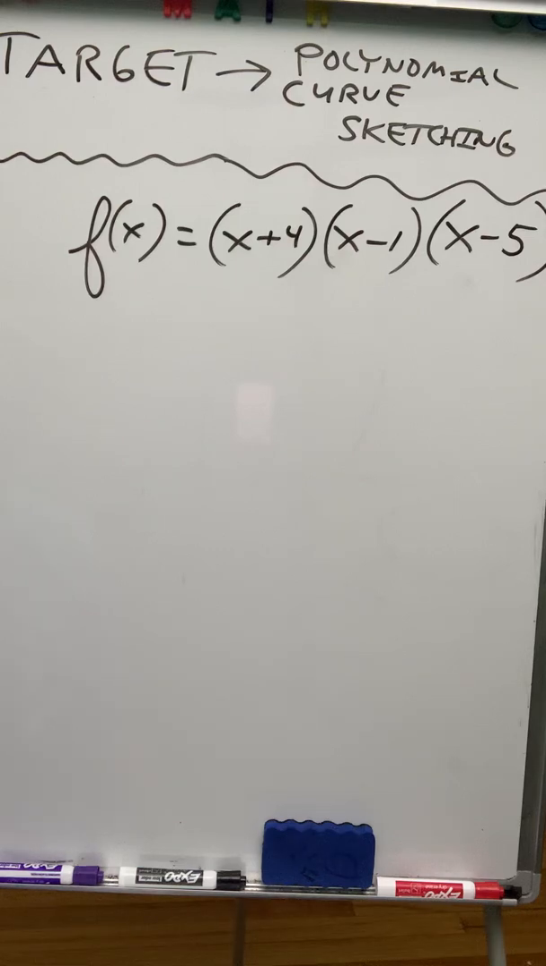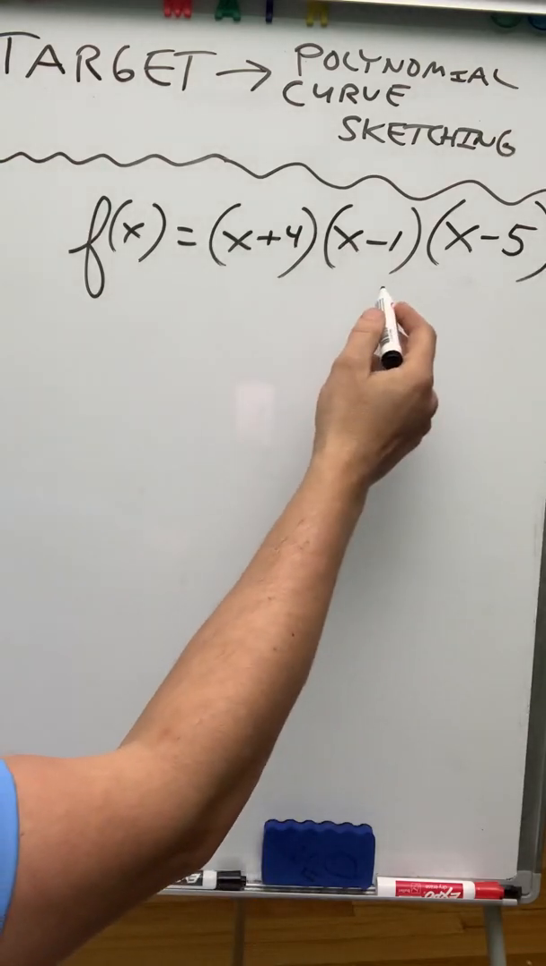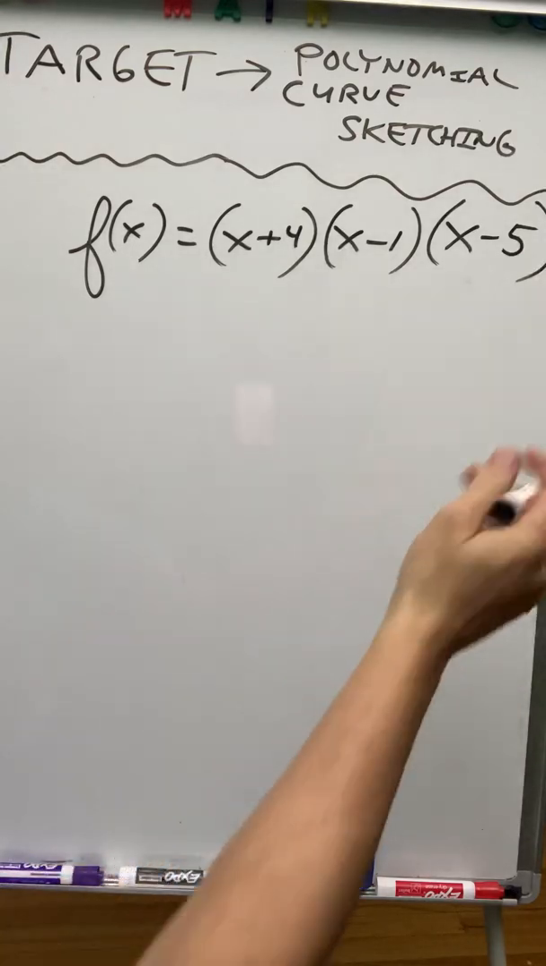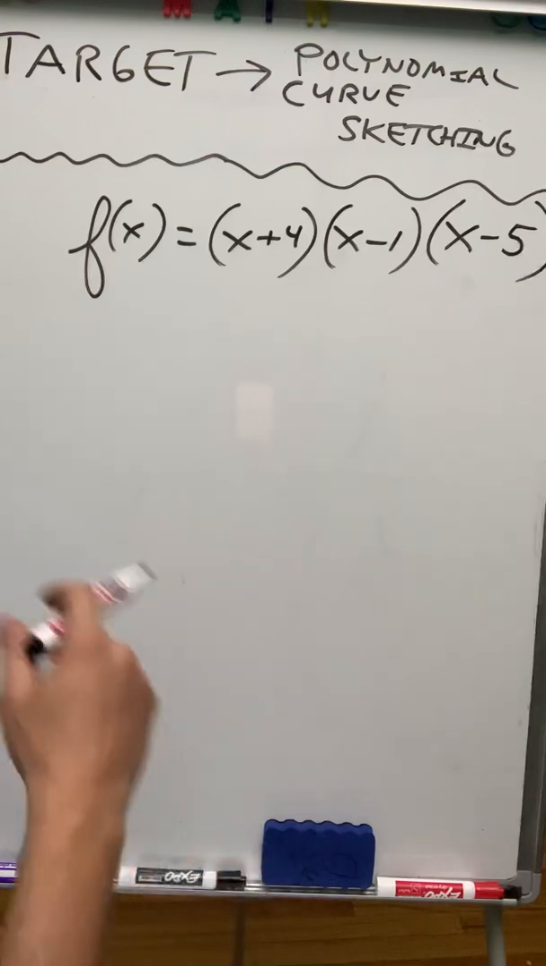Okay, good morning guys. Today's target is polynomial curve sketching. So here's our first example. F of x equals (x plus 4) times (x minus 1) times (x minus 5). The nice thing about this is it's in factored form. Sometimes they're not in fully factored form. Sometimes you have a degree 5 polynomial and you don't even know how to factor that. So we'll have to teach you some other methods.